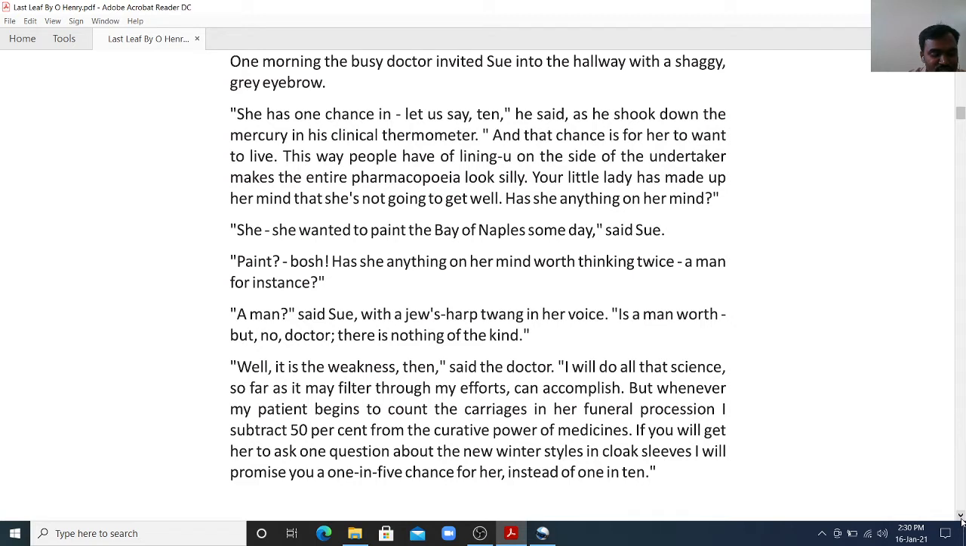A man, for instance. No, I'm not asking about paint. I mean, anything worth thinking about. It's not that foolish painting, I'm asking about anything worth thinking twice. A man, for instance, that's what the doctor asked. Has she got any man or any friend, any boyfriend? A man, said Sue with a Jewish harp twang in her voice. I mean, she was surprised. What is this? That's what the Jewish harp twang in her voice is.